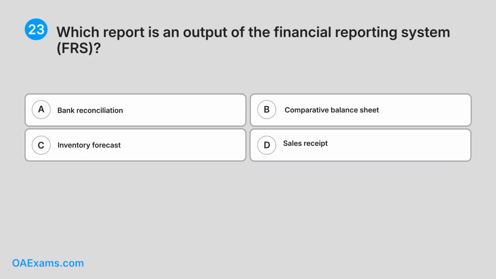23. Which report is an output of the Financial Reporting System, FRS? A. Bank reconciliation. B. Comparative balance sheet. C. Inventory forecast. D. Sales receipt. Can you guess the answer?